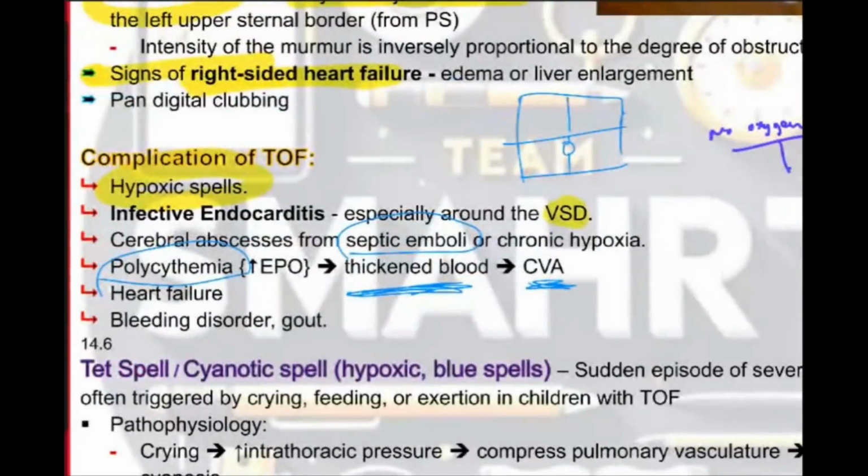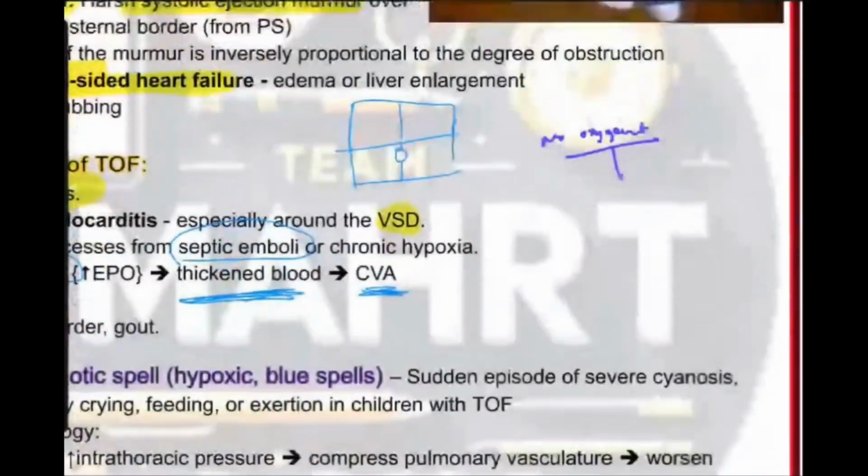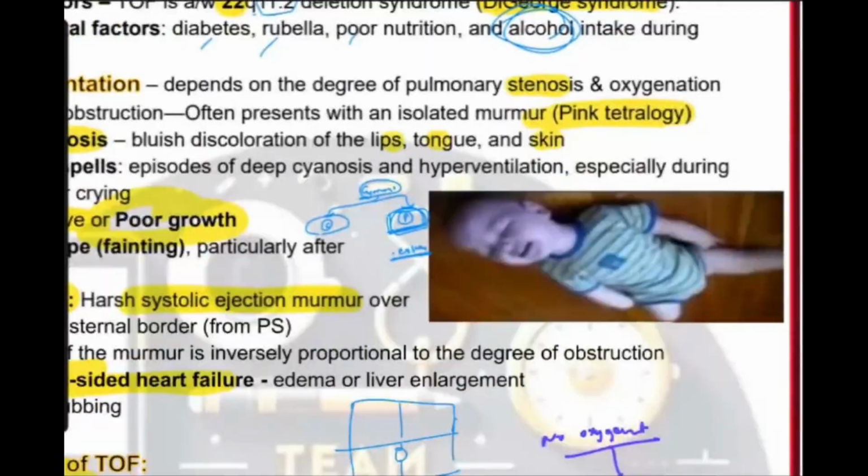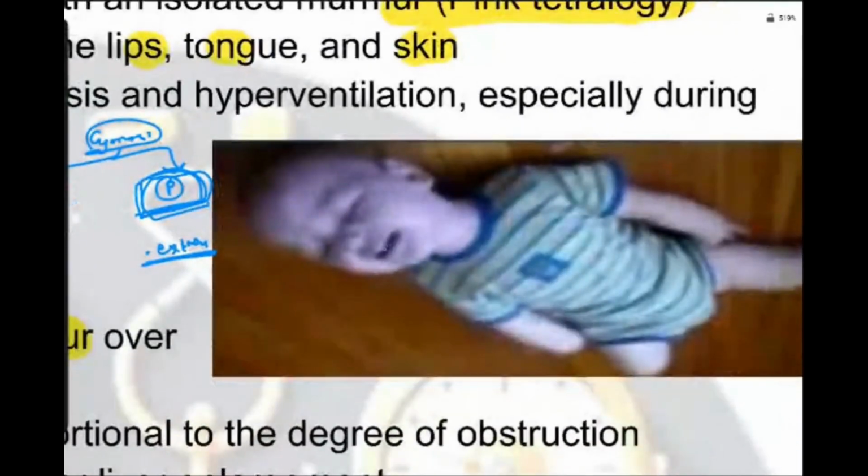So what is this hypoxic spell? Okay, in TOF, normally babies cry, no? Whenever the baby cries, look at this picture. This is a hypoxic spell. So whenever the babies cry, the baby will develop this cyanosis. They will become blue, dark blue they will become.